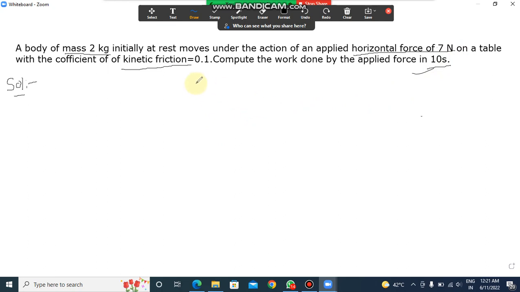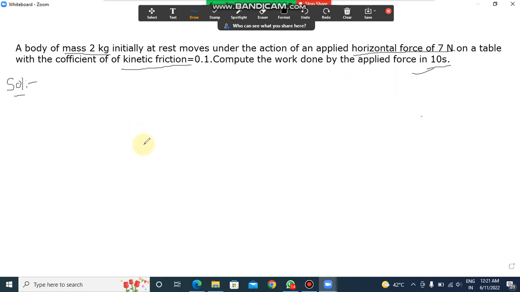How can we say that? Because kinetic friction is there. So definitely there will be the frictional force. After that we have to calculate how much work is done by the applied force in the given time. So we know the frictional force will always be opposite to the applied force.